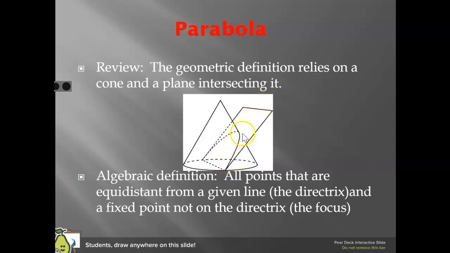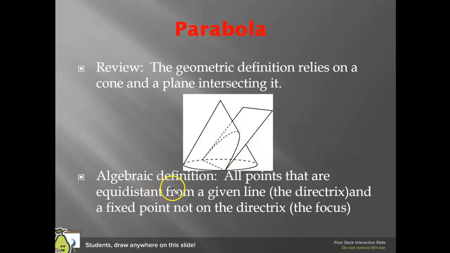So it doesn't actually go in one side and out the other like the circle did. Remember, the circle had to be parallel to the base and it entered in one side and went through the other. The parabola is going to enter in from one of the sides and go down into the base, and it gives you that parabola cross section. So that is the geometric definition of it. So it's the plane intersecting the cone so that it goes through a side and through the bottom. And that's what makes it a parabola.